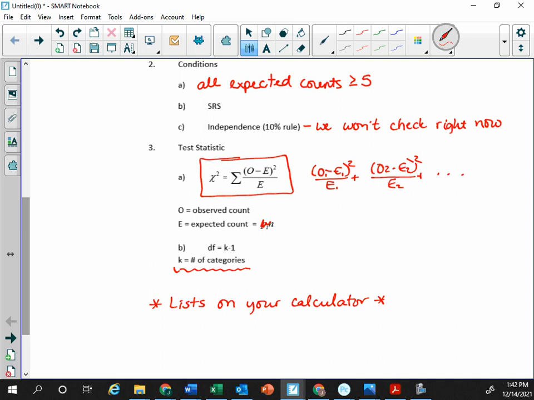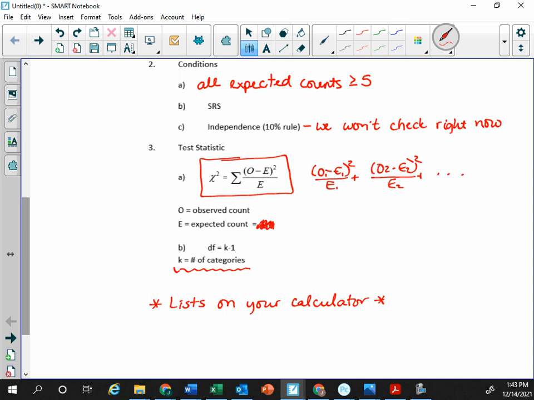Don't worry about this one right now, okay? It's multiplying the proportion, like 10%, 20%, 30%, times the sample size for however many things you collected, but we'll get into it with an example, okay?